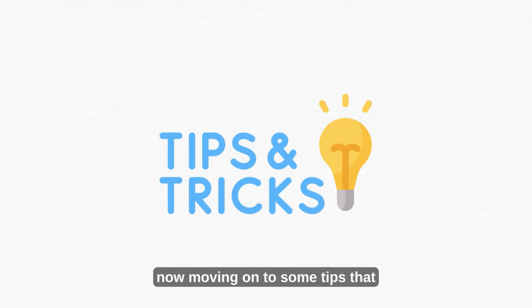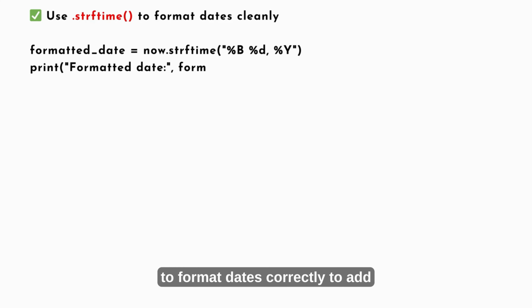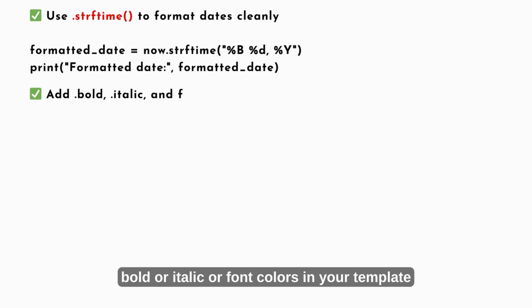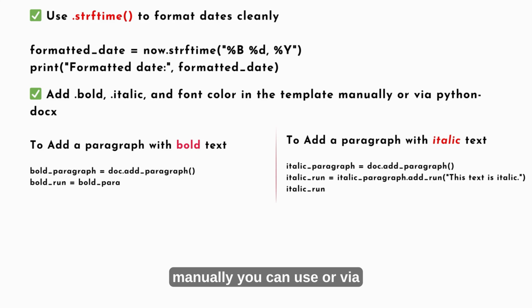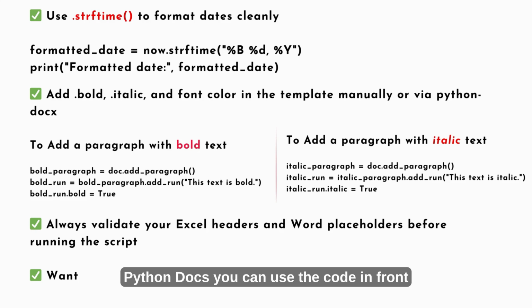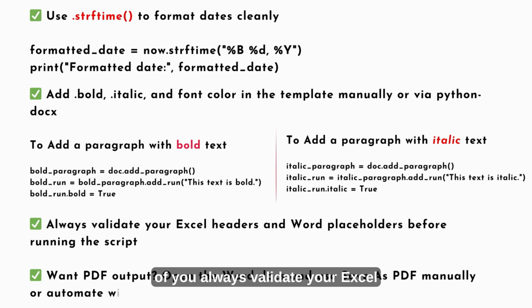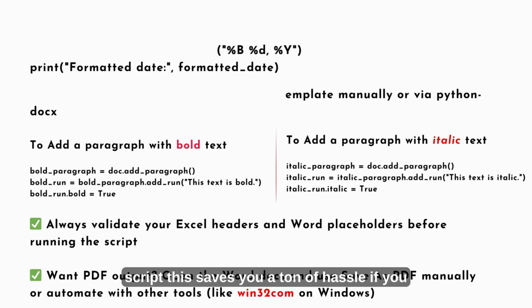Now, moving on to some tips that beginners would find helpful. Use strftime to format dates correctly. To add bold or italic or font colors, you can do it in your template manually, or via python-docx, you can use the code in front of you. Always validate your Excel headers and Word placeholders before running the script. This saves you a ton of hassle.